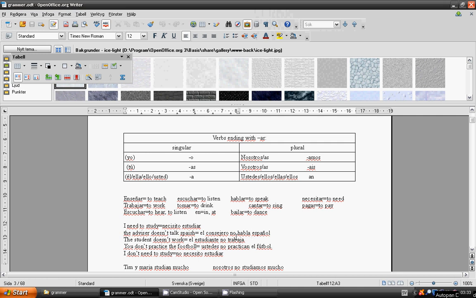The student doesn't work. El estudiante no trabaja. It is the third singular pronoun. AR changes to A. You don't practice football. You in plural form, and it is formal. Then it is students, no practican, practicar, and because it is the second plural form, formal, AR changes to AN. Practican el fútbol. I don't need to study. No necesito estudiar.